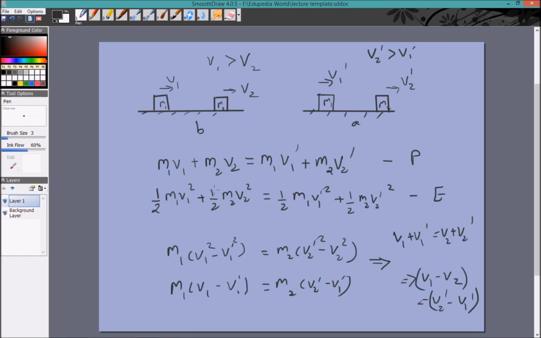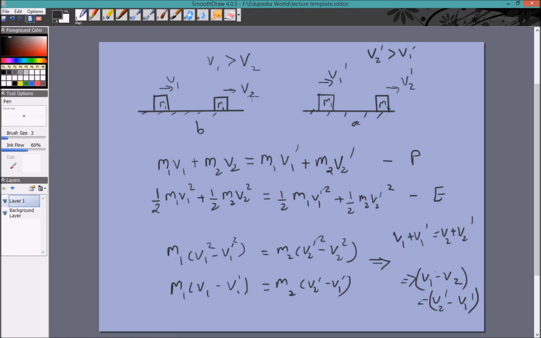By the way, in these two equations, we know m1 and m2 and we know v1 and v2. Our problem was to find v1 dash and v2 dash. So two equations, two unknowns, we can solve and find v1 dash and v2 dash. I'm just trying to derive another result which comes from these equations, which is this, that v1 minus v2 is equal to v2 dash minus v1 dash. Now we know that v1 has to be greater than v2 for a collision to occur, right?